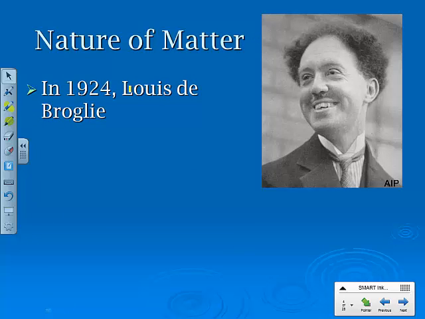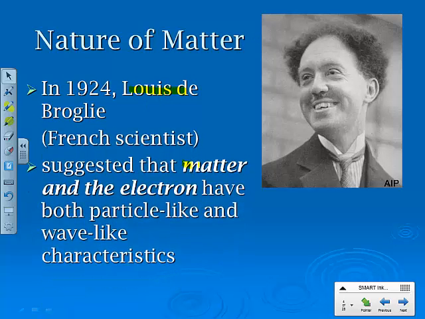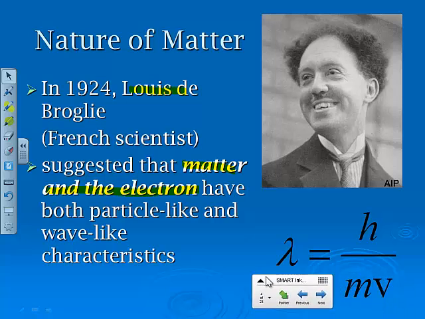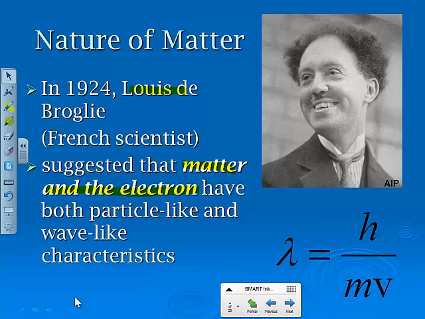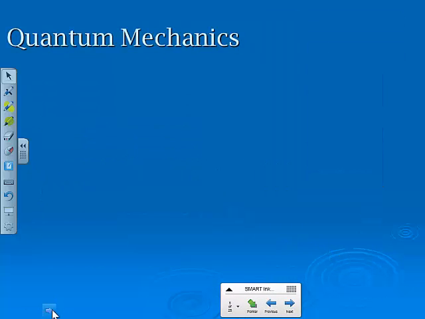De Broglie, we've already talked about. His big contribution is that he suggested that matter and the electron have both wave-like and particle-like characteristics. Einstein said, let's treat light like a particle, and de Broglie said, okay, sometimes we can treat matter and electrons as waves. So it's there. Again, here was his equation, the de Broglie equation that we saw a couple sections earlier.